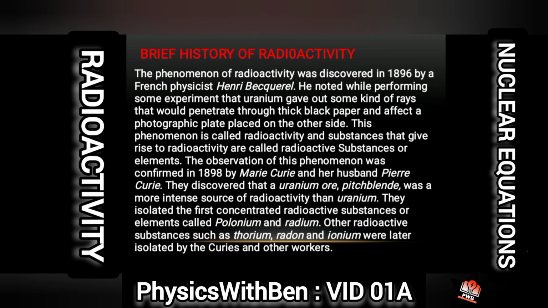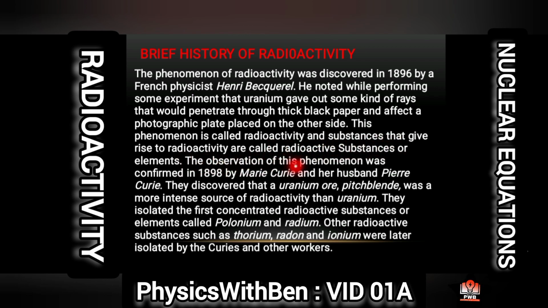Continuation. The phenomenon of radioactivity was discovered in 1896 by a French physicist, Henri Becquerel. He noted while performing some experiment that uranium gave out some kind of rays that would penetrate through thick black paper and affect a photographic plate placed on the other side. This phenomenon is called radioactivity, and substances that give rise to radioactivity are called radioactive substances or elements.